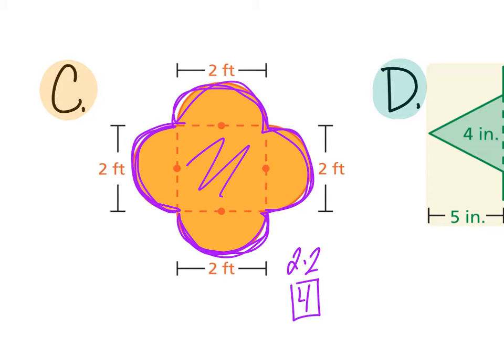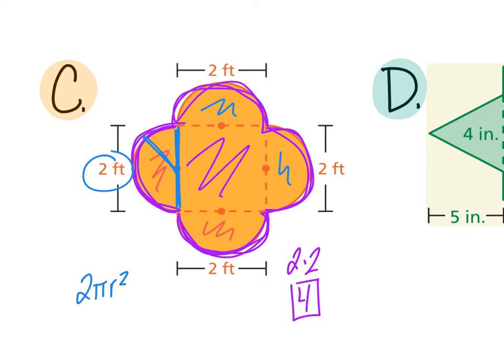Now, for the 4 semicircles, remember that 4 halves make 2 full circles. So there's one circle and there's another circle, and they're all the same size, right? So I don't have to take half. I know 4 halves makes 2 whole circles. So I'm going to do pi r squared, and I'm just going to double it, and that'll give me 2 full circles.